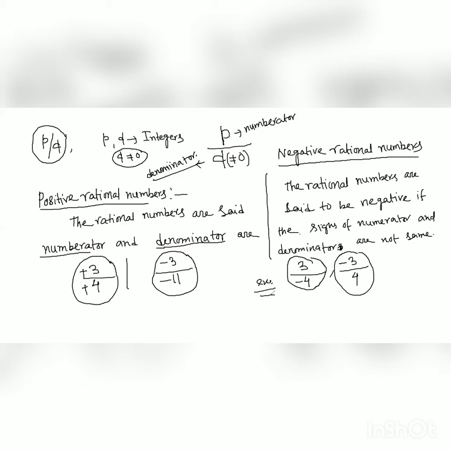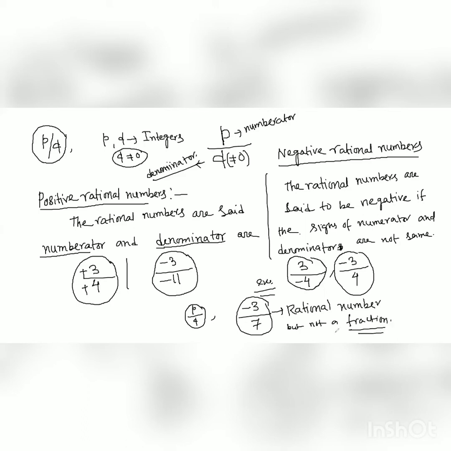Now, I already told you that every fraction is a rational number. A fraction implies p by q form, where p and q are natural numbers, but every rational number cannot be a fraction, because -3 by 7, for example, is a rational number but it is not a fraction. And why is it not a fraction?